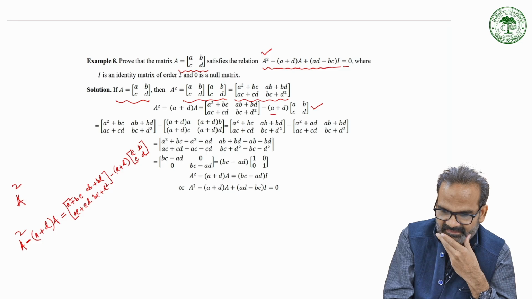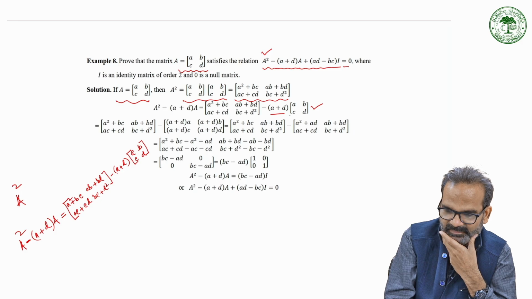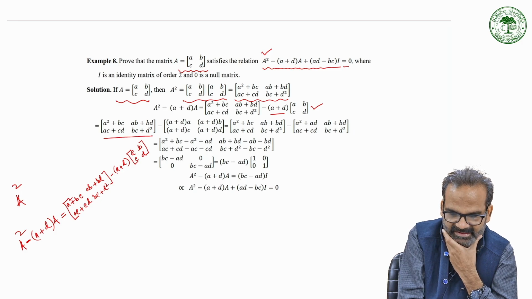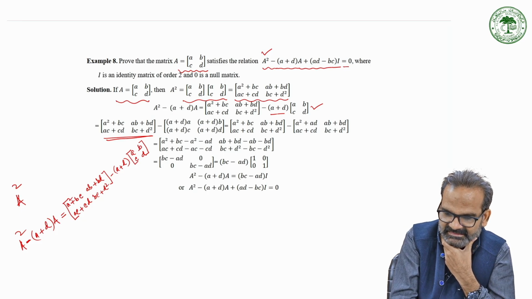Multiply this (A plus D) inside this bracket, right? So what will you get? (A plus D) into A, (A plus D) into B, (A plus D) into C, (A plus D) into D. So this matrix will remain as it is without any change. You see, multiply this (A plus D) with all the elements of this matrix.